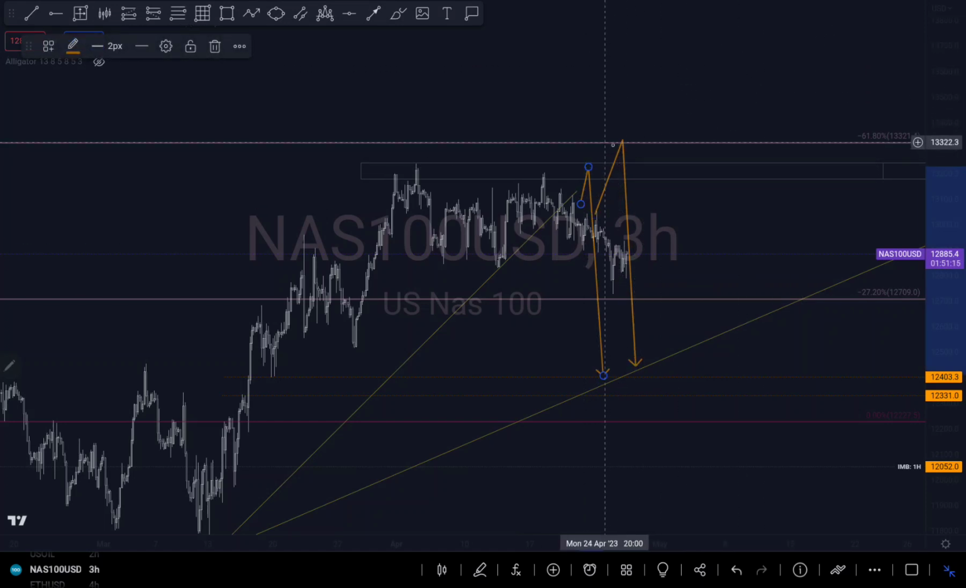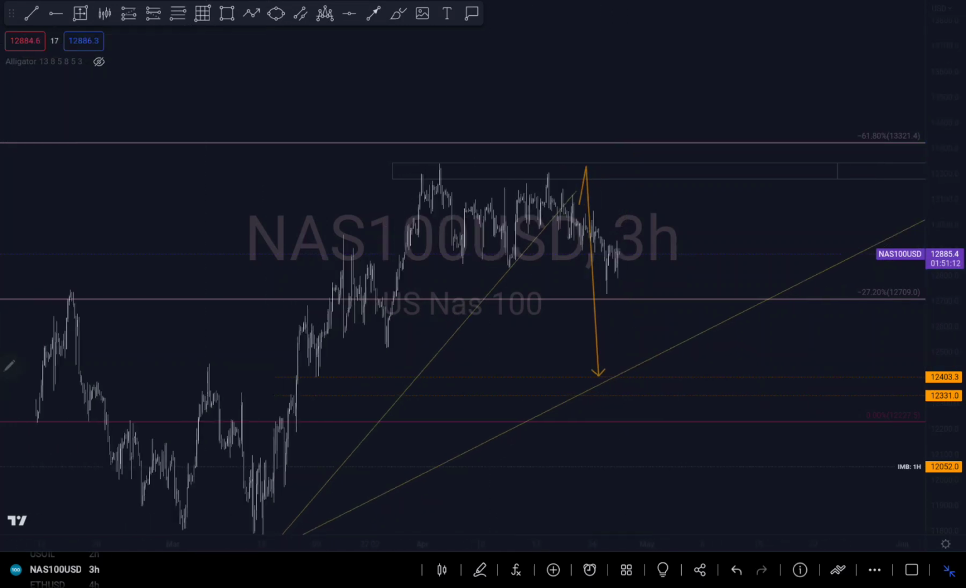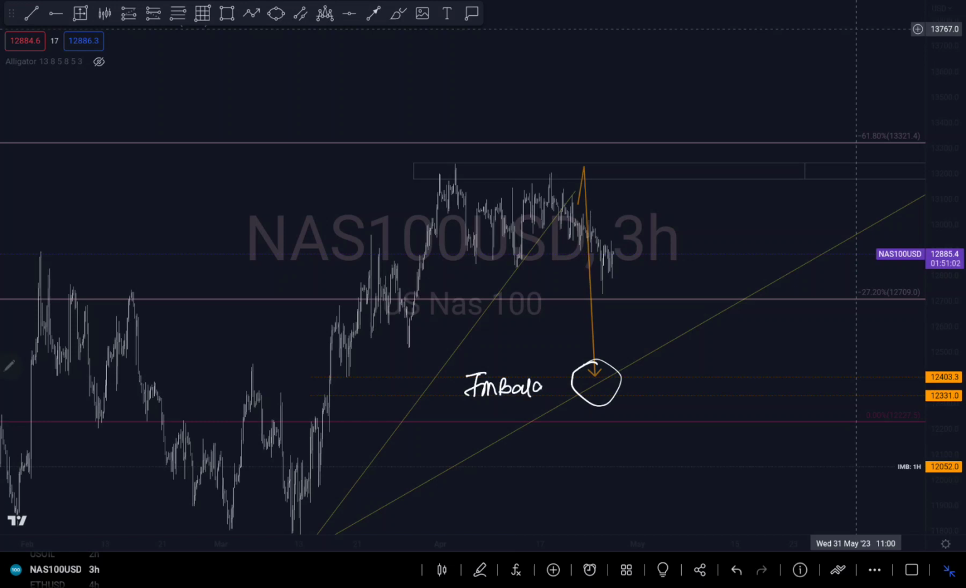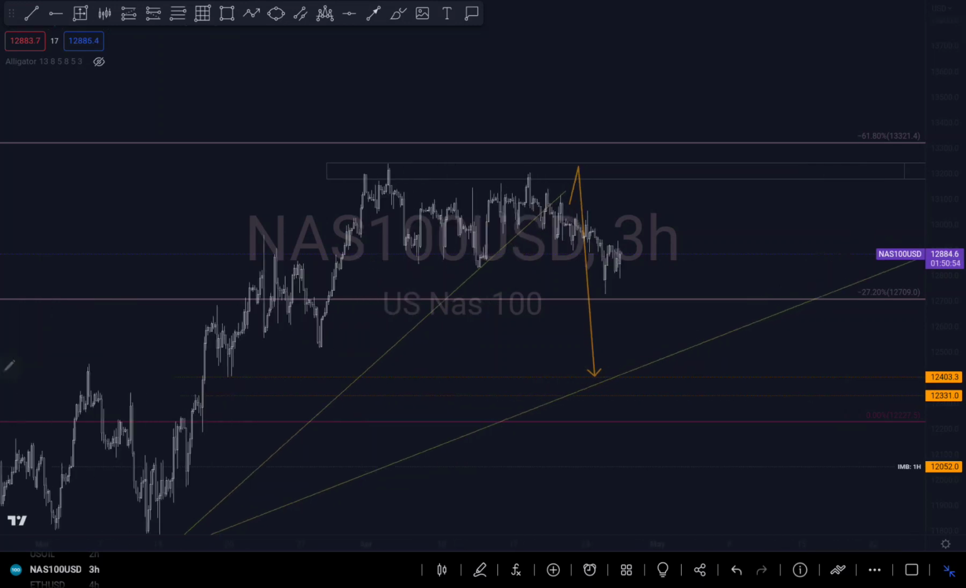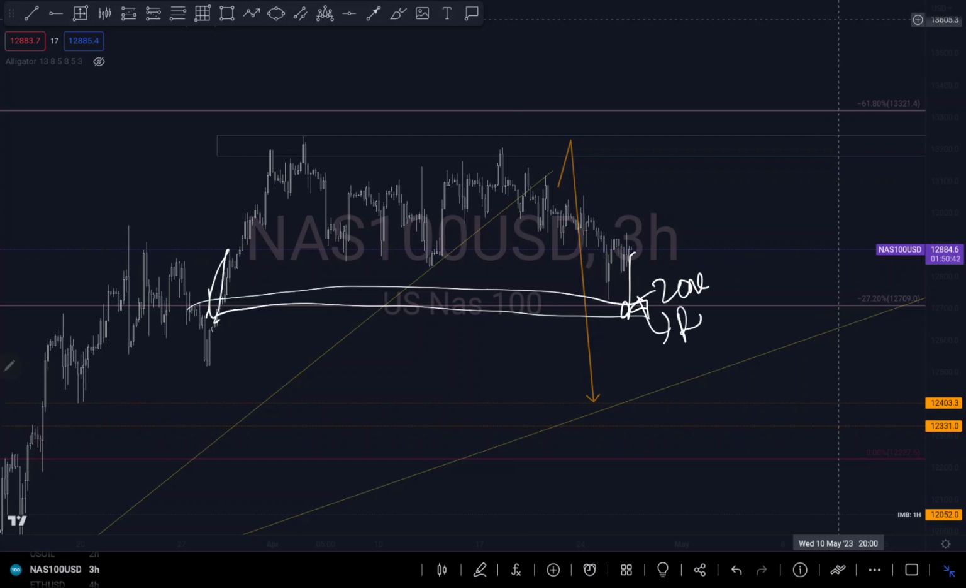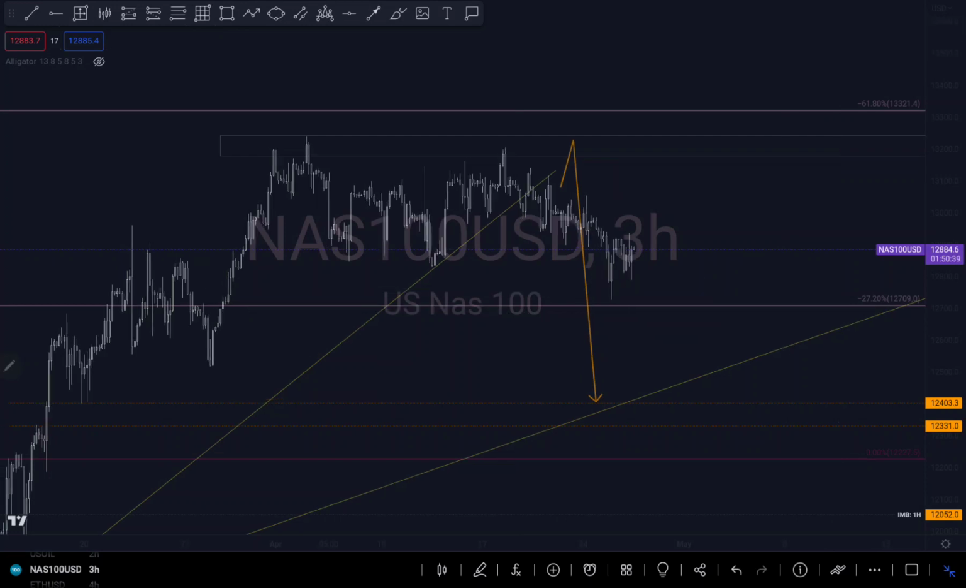Let's delete this part here. So we can see we are not continuing to push down, but we have to factor in the fact that we might not actually get to this imbalance because there is an imbalance right at this level. Sometimes it doesn't fill the imbalance immediately. Sometimes it takes a while to fill the imbalance, but before we get to the imbalance, you can see right here there's a zone at this level, and we can see a break of the zone at that level, and it hasn't come down to retest yet. So I'm expecting a possible retest at that level to see what's next.